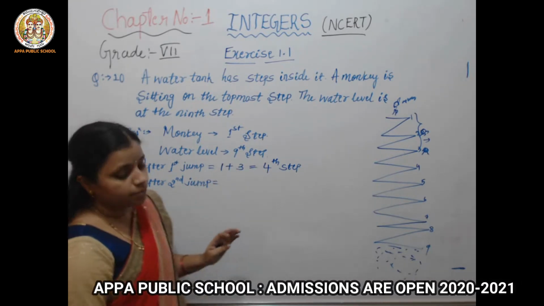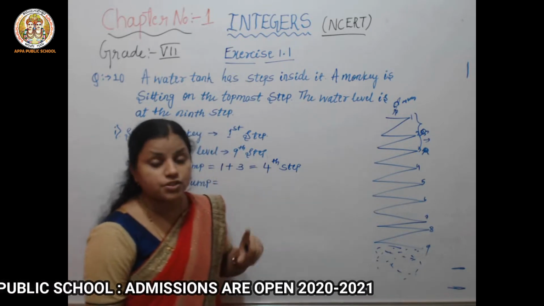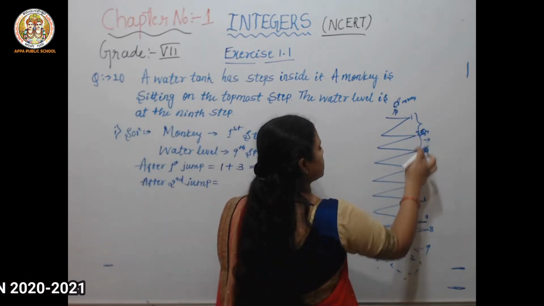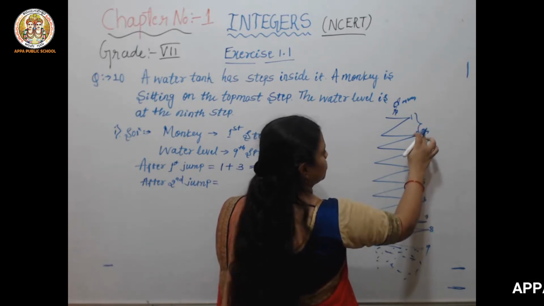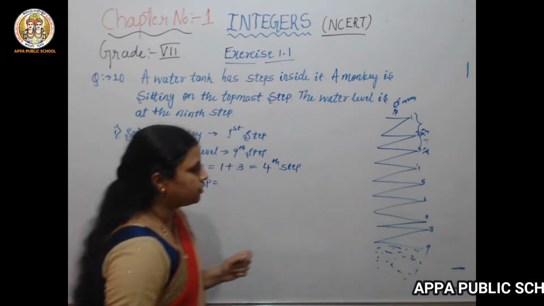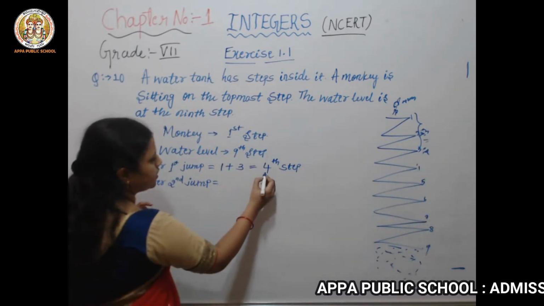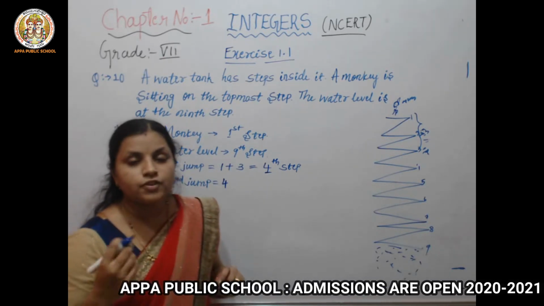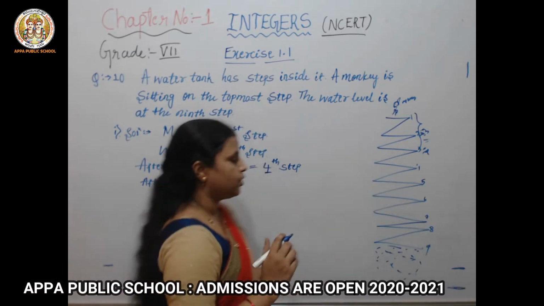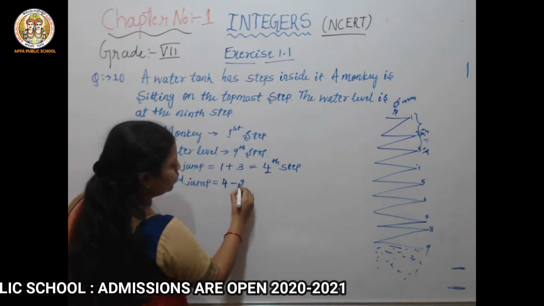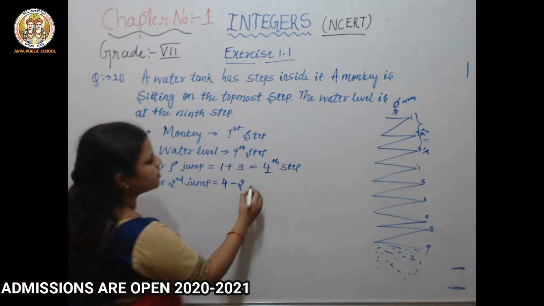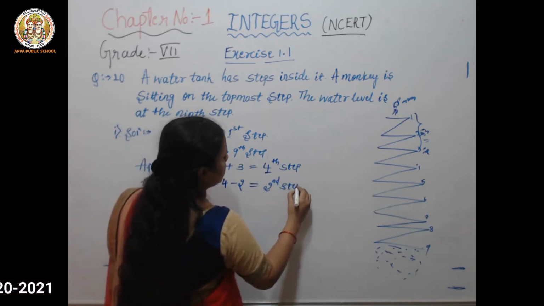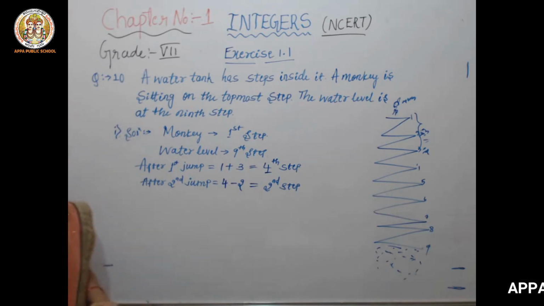So, in the second jump, they said in the question that the monkey jumps back 2 steps. Back 2 steps means it is 1 and it is 2. So it is in the second one. What we will take here, it is already in the 4, and I told you that the down step we are taking as a negative. So it has 4 minus 2, which is 2. After the second jump, the monkey is in the second step.